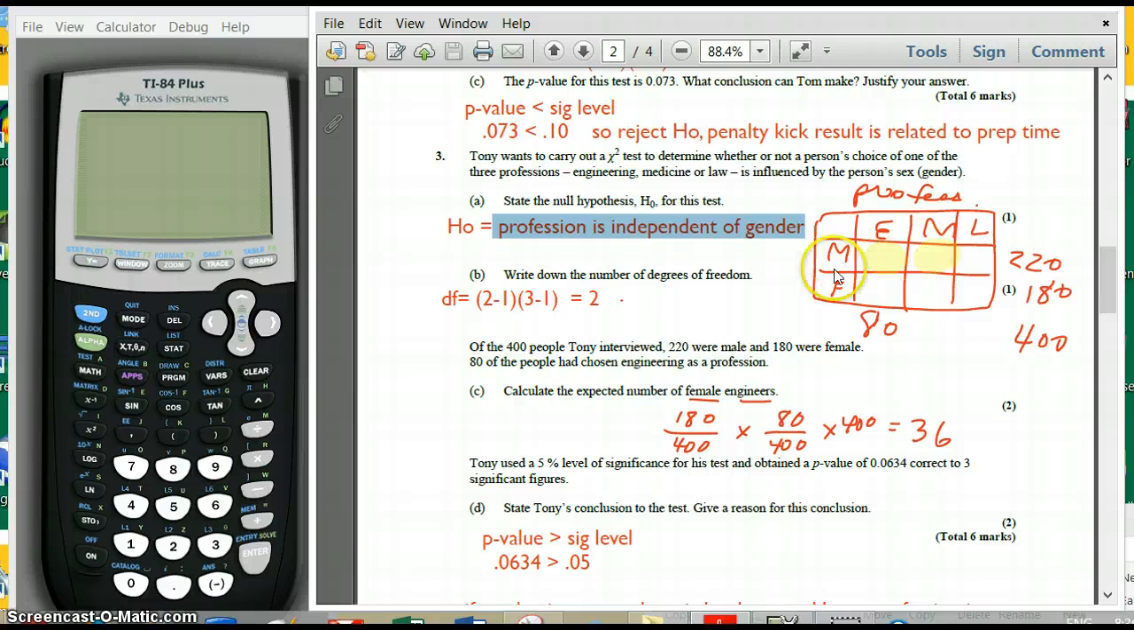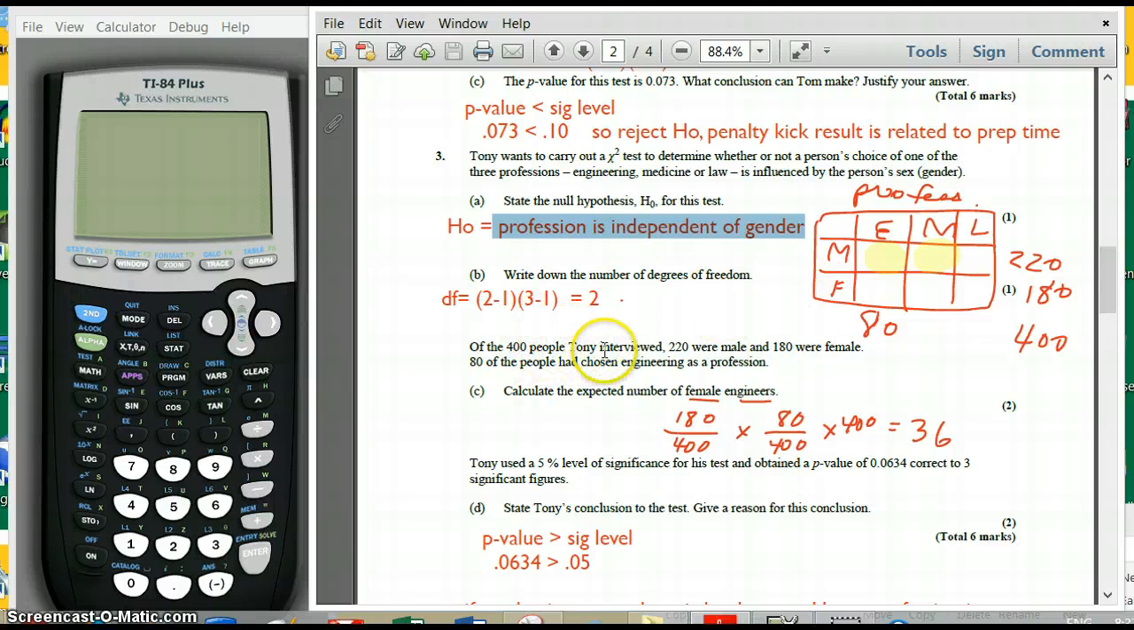Well, by looking at this 2 by 3 table, we know that we can choose these 2 values and these 4 values we have to calculate. But if you want to put it in terms of a math rule, you say that the number of rows minus 1 times the number of columns minus 1 multiplied together is going to give you 2, right? So that's how you get, using a math rule, that degrees of freedom is 2.